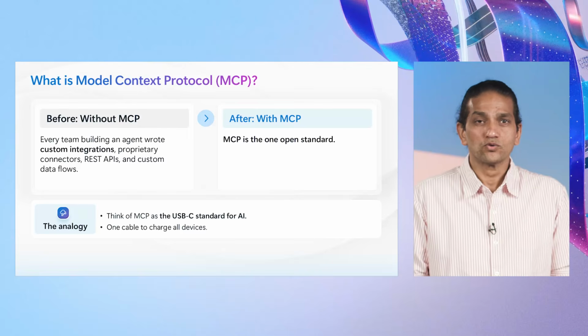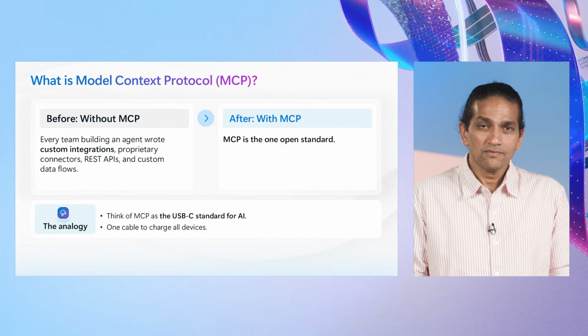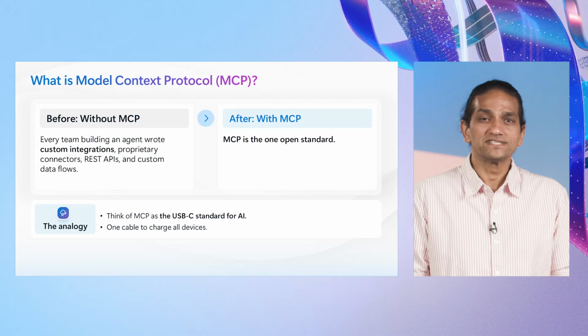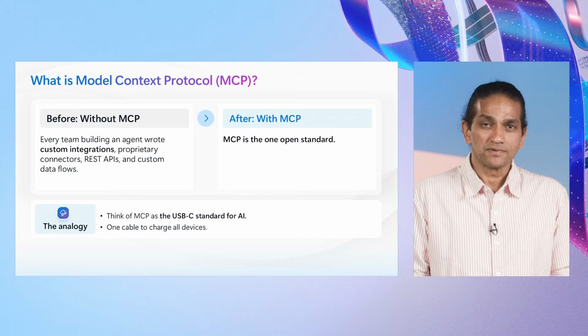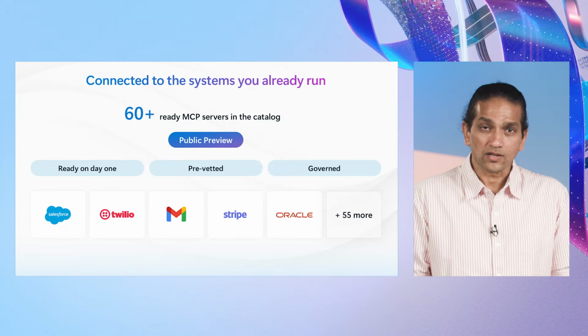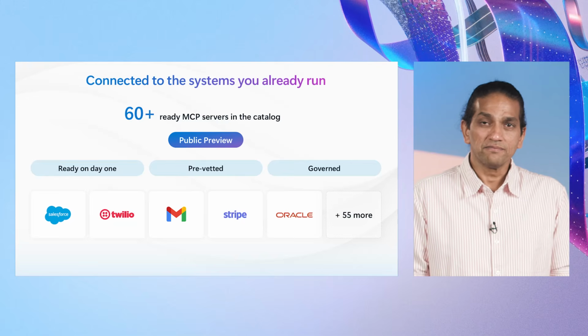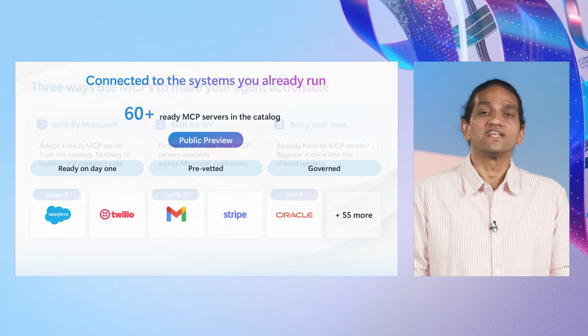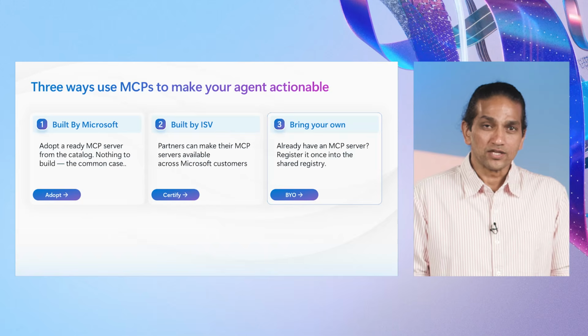And with that, let me do a quick summary of what we covered today. MCP, or Model Context Protocol, is the open standard that makes your agents actionable across any system. Microsoft has built a governed, enterprise-ready catalog of over 60 servers, available across every major agent surface, with the flexibility to bring your own when the catalog does not cover your needs. I will now hand it over to MK to take us home.